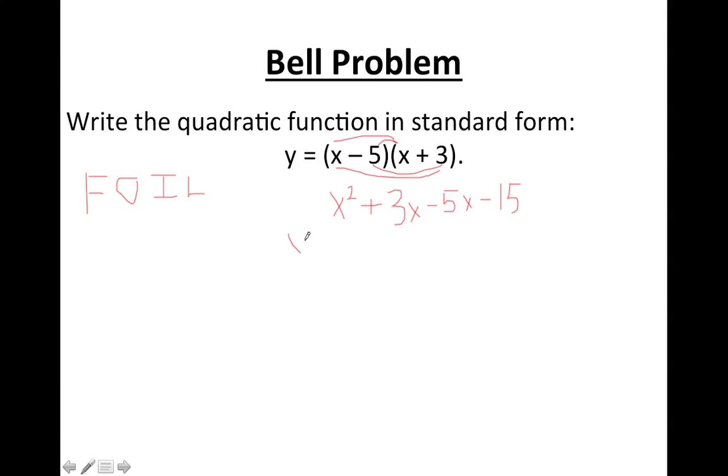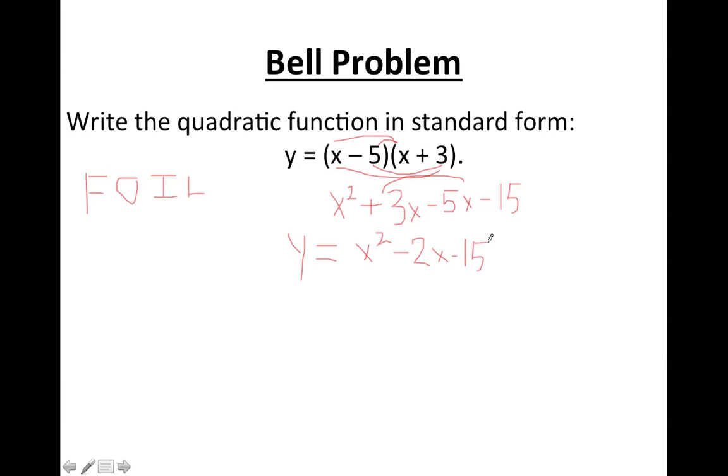And the last part, we have to simplify and combine like terms. Remember, your x squared term goes first, so we have x squared. There's not another term that goes with that. The only two terms we need to combine are our O and I terms. So 3 minus 5 is negative 2x. And then we have minus 15. And this is the standard form of our quadratic equation.